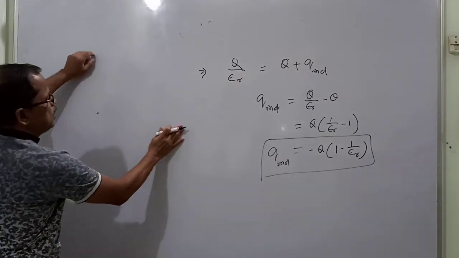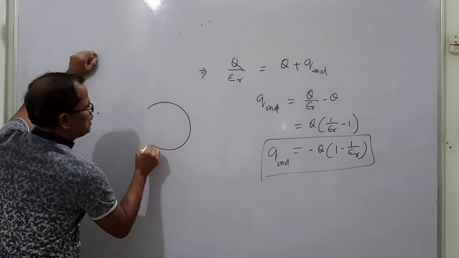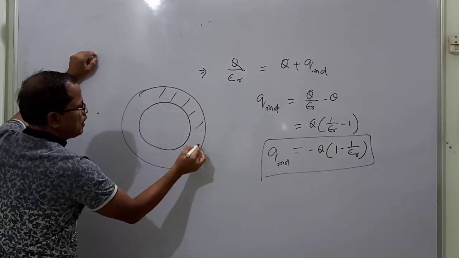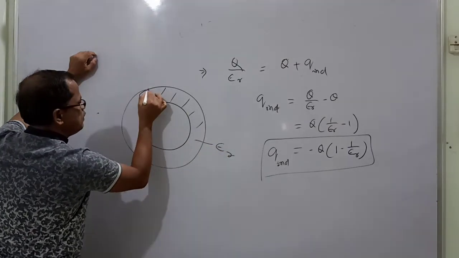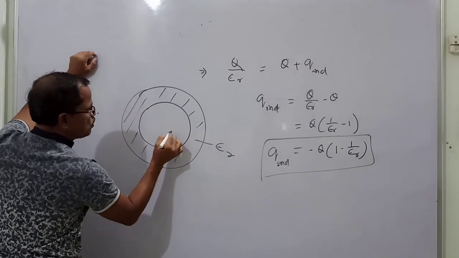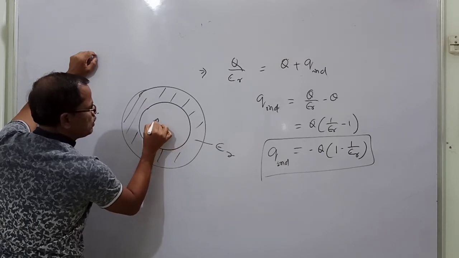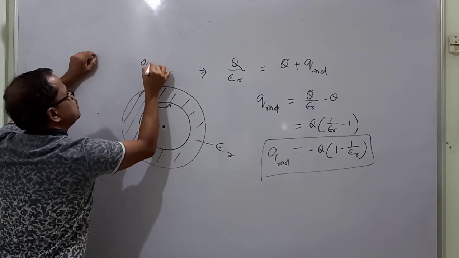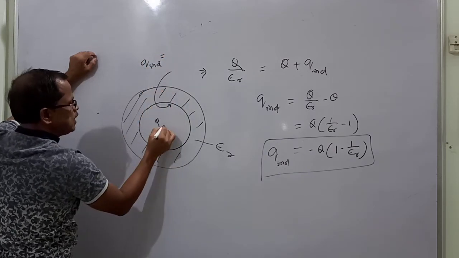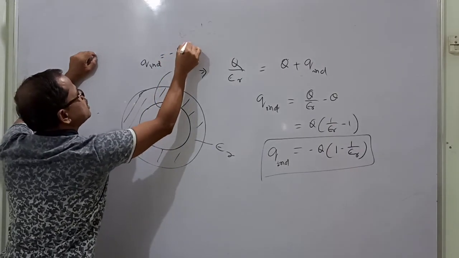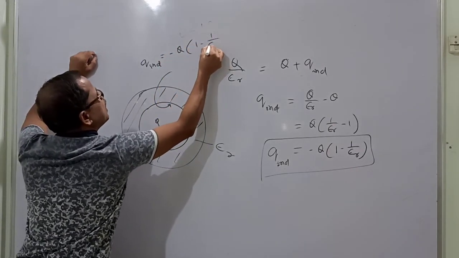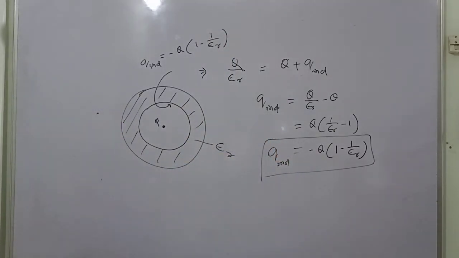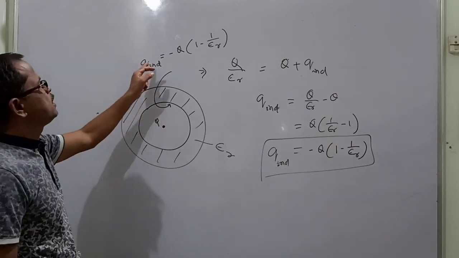Now here it is a dielectric sphere. Look, this is made of dielectric having relative permittivity, dielectric constant, epsilon r. When charge Q is kept at the center, how much charge will be induced here? As you have seen, this charge is plus Q, so the induced charge will be minus Q times (1 minus 1 by epsilon r). This is the induced charge.